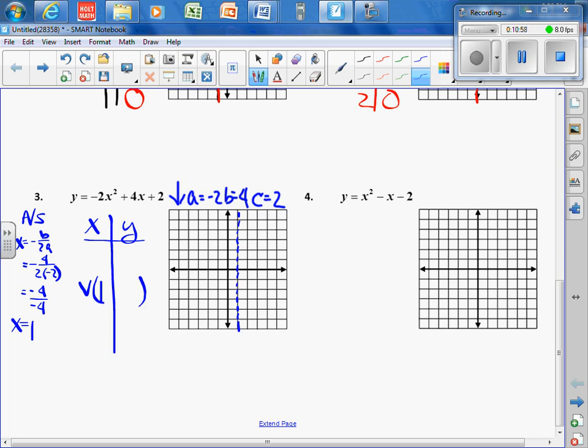Now, what are the two numbers that you're going to use for x that are less than 1? You're going to use 0 and -1. And then you use the next two numbers that are bigger than x, 2 and 3.